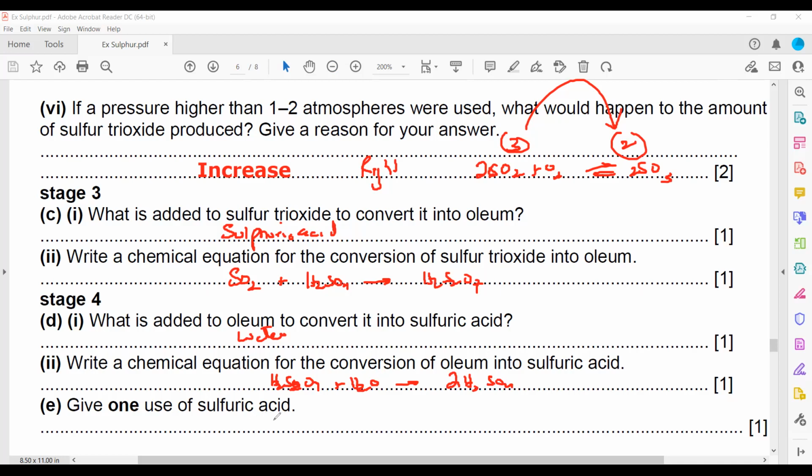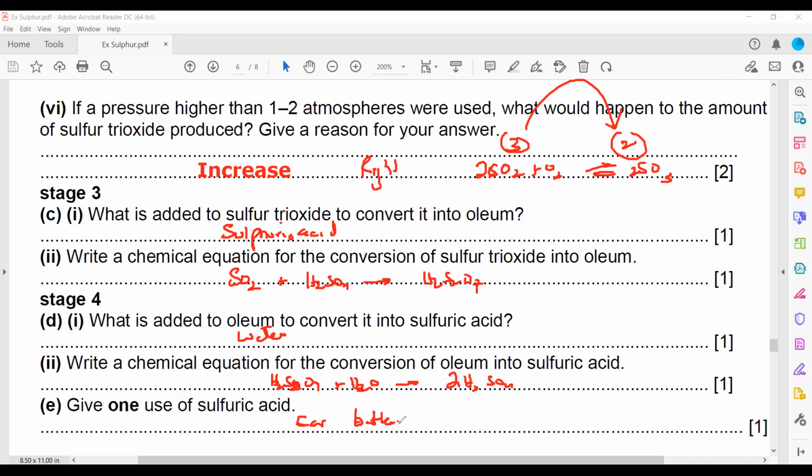Give one use of sulfuric acid. You can mention car batteries, making soap, detergent, nylon, making fibers, or as a dehydrating agent or a drying agent. So anything we can mention here.